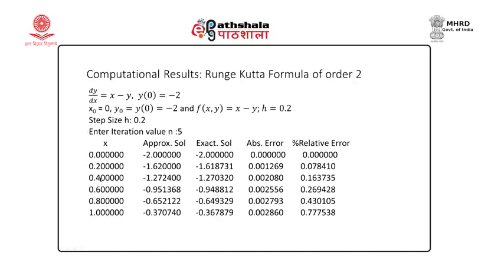Now, this would be used, and again new k0 and k1 will be calculated. So, x3 becomes x2 plus h, 0.4 plus 0.2, and y2 is minus 1.272. New values of k0 and k1 are calculated, and this is how the series of approximate solutions is generated. At 1, the value of y comes out to be minus 0.370740, and the exact solution is minus 0.367879, giving us an absolute error of 0.002860 and a percentage relative error of 0.77, less than 1%.